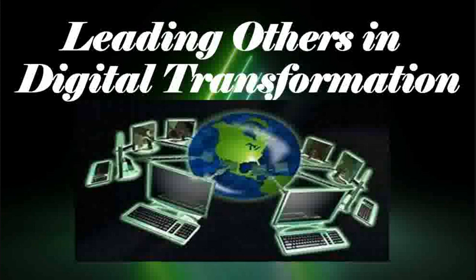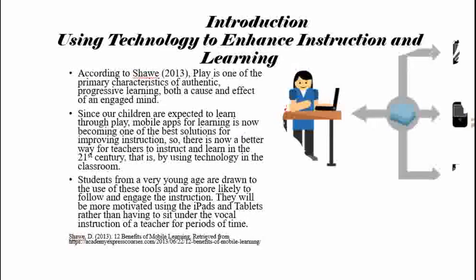Using technology to enhance instruction and learning. According to Shaw, play is one of the primary characteristics of authentic progressive learning, both a cause and effect of an engaged mind. Since our children are expected to learn through play, mobile apps for learning is now becoming one of the best solutions for improving instruction.